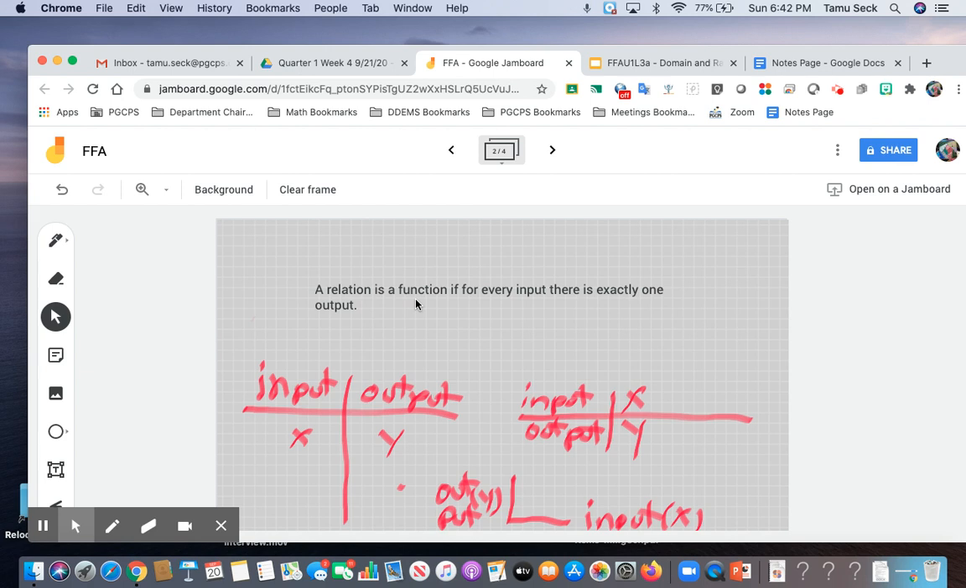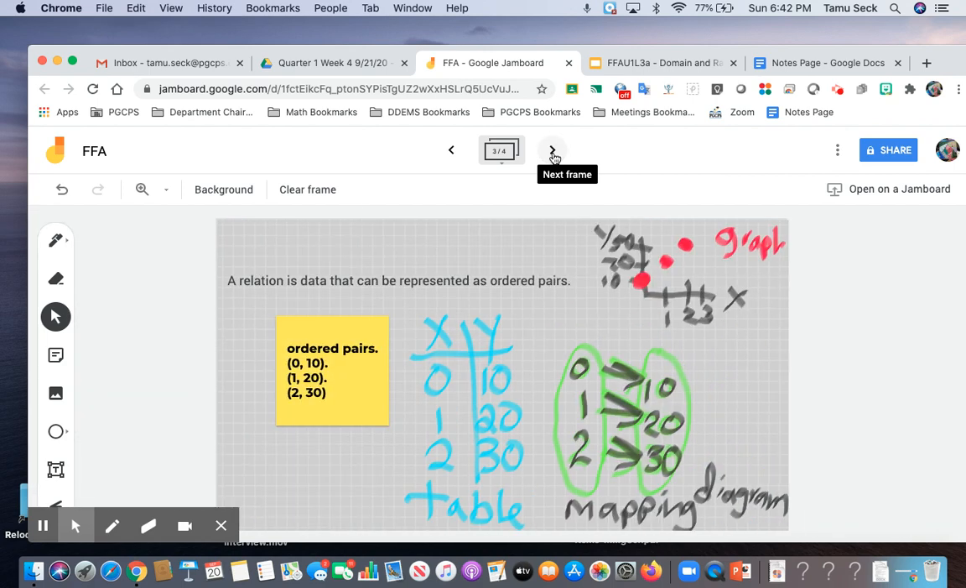So a relation is a function if for every input there's exactly one output. That's what we talked about last week. Now, what is a relation? So a relation is data that can be represented as ordered pairs. So you can represent a relation as ordered pairs. Okay, you can represent a relation as a table. You can represent a relation as a mapping diagram because an arrow goes from the input to the output, and you can represent a relation as a graph.